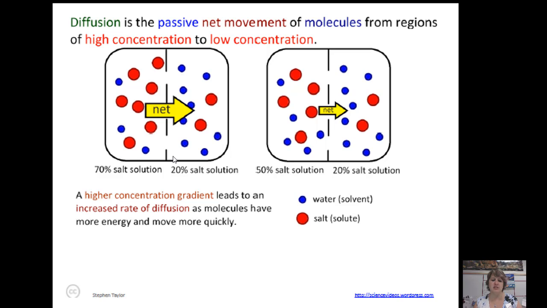And the last thing we have is just distance traveled in general. So the greater the distance that the molecule must travel, the slower the diffusion rate will be. So this is really just talking more about there being a limitation on cell size.